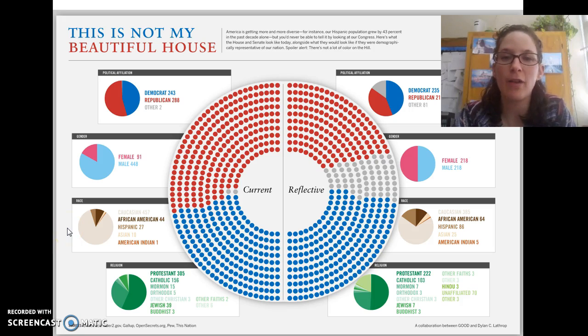This is the counter to the chamber actually being that representative. Certainly not representative if you want it to be descriptive. It doesn't mean that the folks in Congress can't represent various interests, even if they don't come from the same exact racial, ethnic, religious background as their constituents.